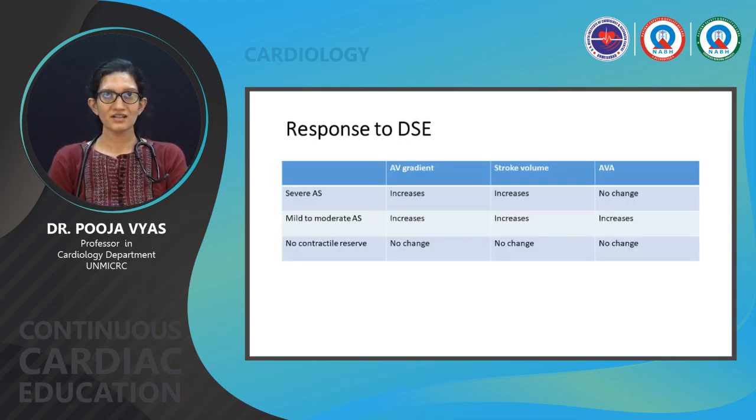Response to dobutamine stress echo in severe aortic stenosis: aortic valve gradient will increase, stroke volume will increase, but aortic valve area will not increase. In case of functional aortic stenosis, like in pseudo-aortic stenosis, aortic valve gradient will increase, stroke volume will increase, and aortic valve area will also increase with increase in stroke volume. And when there is no contractile reserve, there will be no change in aortic valve gradient, stroke volume, or aortic valve area with dobutamine infusion, which indicates very poor prognosis.